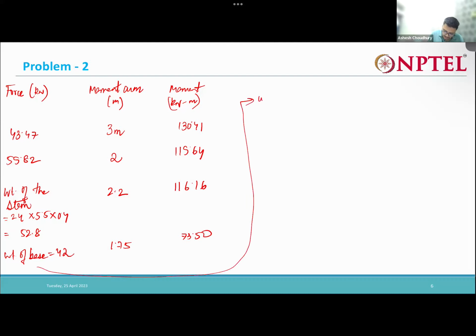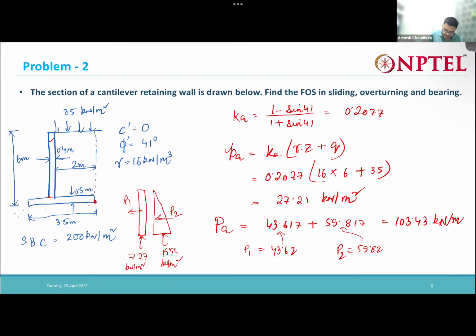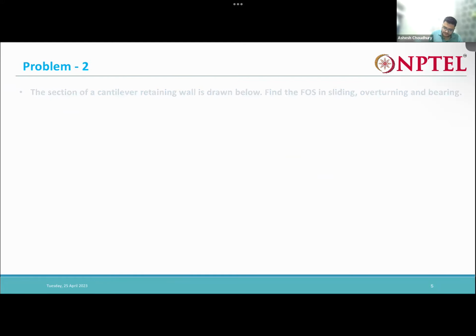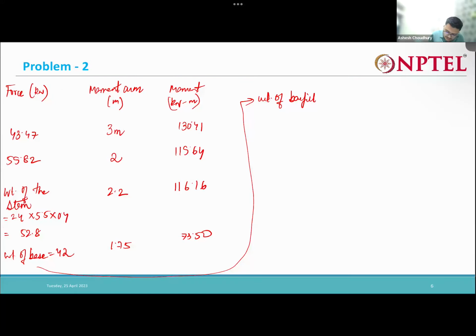Okay, here weight of backfill means this soil. Okay, this soil. Backfill is nothing but it is 176. It will be 1.0 more than 176. And the surcharge load 70. Okay.